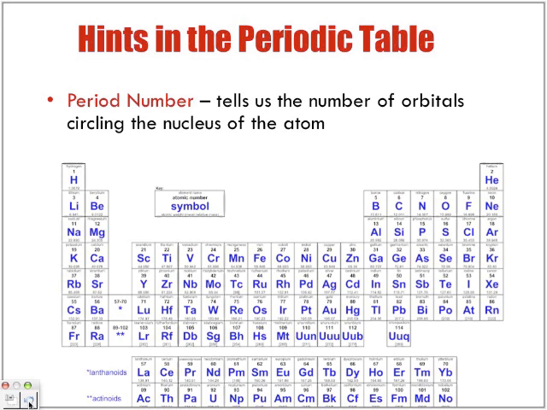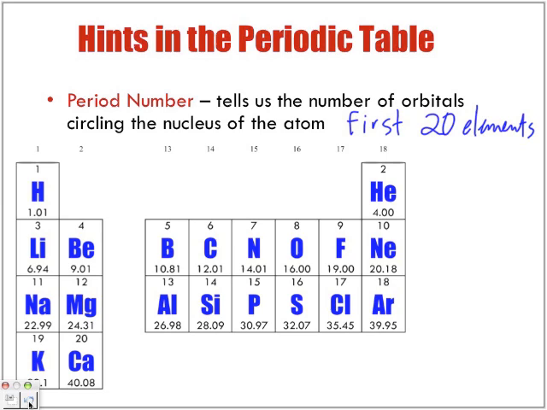So, as I just said, the period number tells us the number of orbitals circling the nucleus of the atom. And again, we're looking at this in terms of the first 20 elements. So, we've got period number 1, 1 shell. Period number 2, a second shell. Period number 3, a third shell. Period number 4, a fourth shell. So, the first shell can fit how many electrons? First one can only fit 2. Why? Because we only have 2 atoms that have only 1 shell.